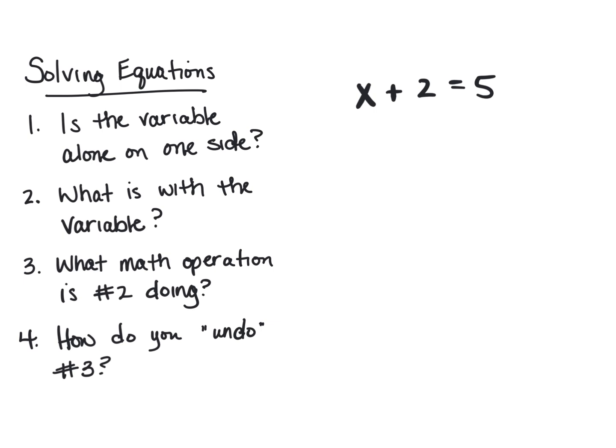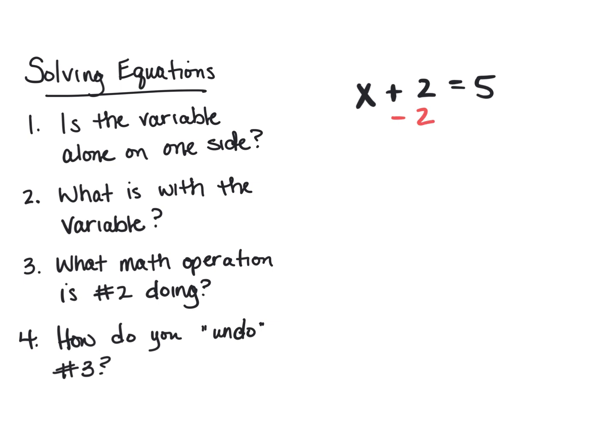What is with the variable? Well, we already saw that what was with it was this positive 2 right here. Okay, so question number 3. What math operation is number 2, or the answer to number 2, doing? It is adding. We have x plus 2. It is adding. And so then question number 4. How do you undo the answer to question number 3? Well, the opposite or the inverse of addition is subtraction. So we're going to subtract a 2.